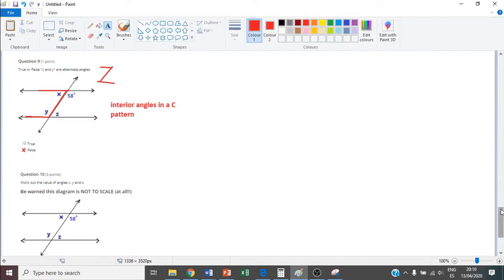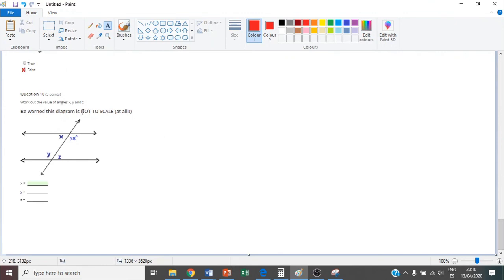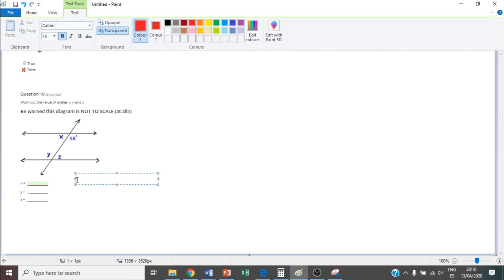Okay, last one, question 10. This is not to scale at all. Don't ever expect to be able to measure it. And look, that's definitely not 58 degrees. So when you're looking at x and you're saying, oh, x is so much smaller than this one, it should be smaller than 58. No, we should be thinking x plus 58 make a straight line so they add up to 180. So x must be equal to 180 minus the 58. So that means that x is an obtuse angle, although it doesn't look it. x is 122.